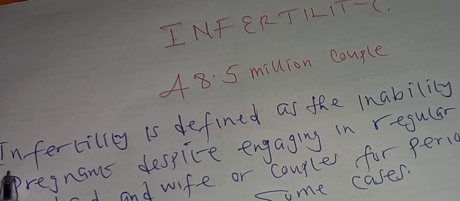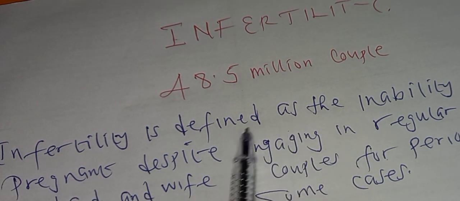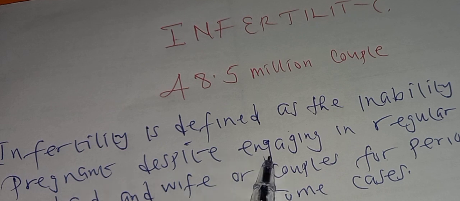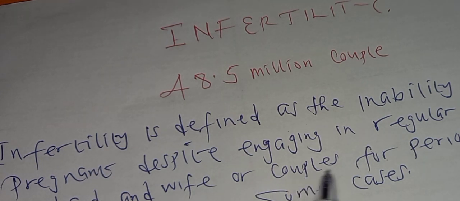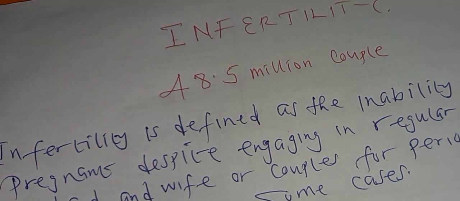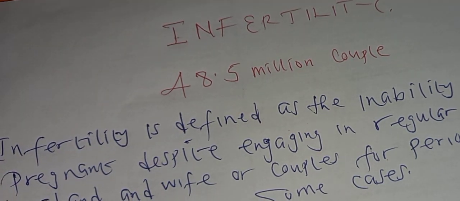Infertility is defined as the inability to become pregnant despite engaging in regular, unprotected sex, within husband and wife or couple, for a period of 6 months or 1 year in some cases. That is infertility. Very popular in our environment.